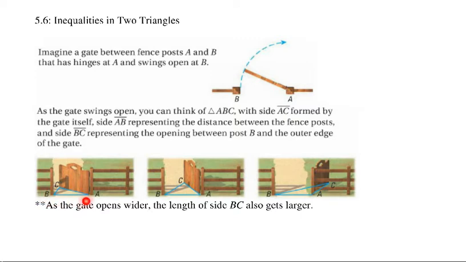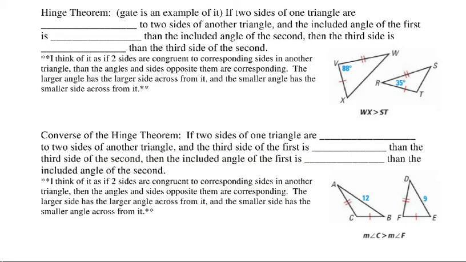So if you look at your picture, here's the first part. If our gate is one of the sides of this triangle, as the gate opens wider and wider, as this angle A gets larger and larger, the side across from it, BC, gets larger and larger. So as angle A gets larger, the length of side BC also gets larger, and that side is across from the angle that is changing. This is called the hinge theorem, and that gate is an example of it.